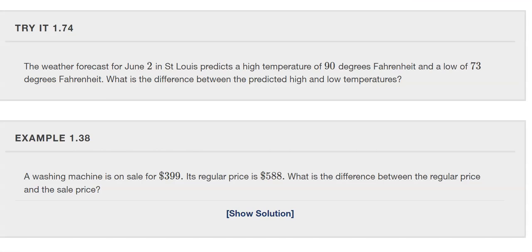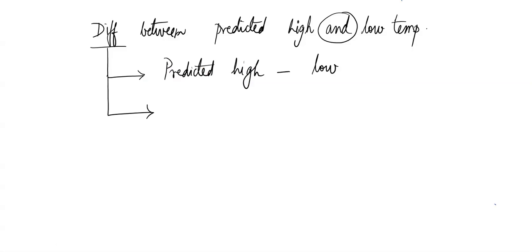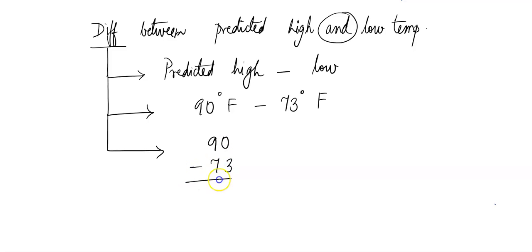High temperature was 90 degrees and low temperature was 73 degrees. 90 degrees Fahrenheit minus 73, was it? Yeah, 73 degrees Fahrenheit. And then you don't have to do those arrows, but it kind of reduces too much explanation as to what you're doing, like translate, math notation, simplifying. So minus 73.